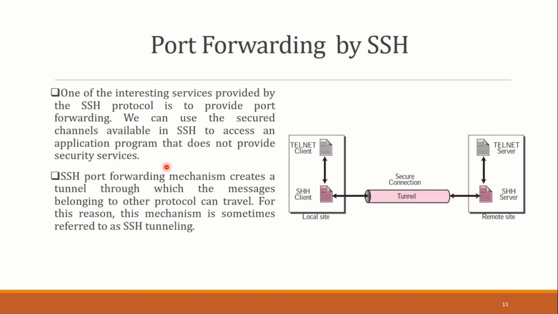The SSH port forwarding mechanism creates a tunnel through which the messages belonging to another protocol can travel. For this reason, this mechanism is also sometimes referred to as SSH tunneling. The figure shows the concept of port forwarding. We can change the direct but insecure connection between the Telnet client and the Telnet server by port forwarding.